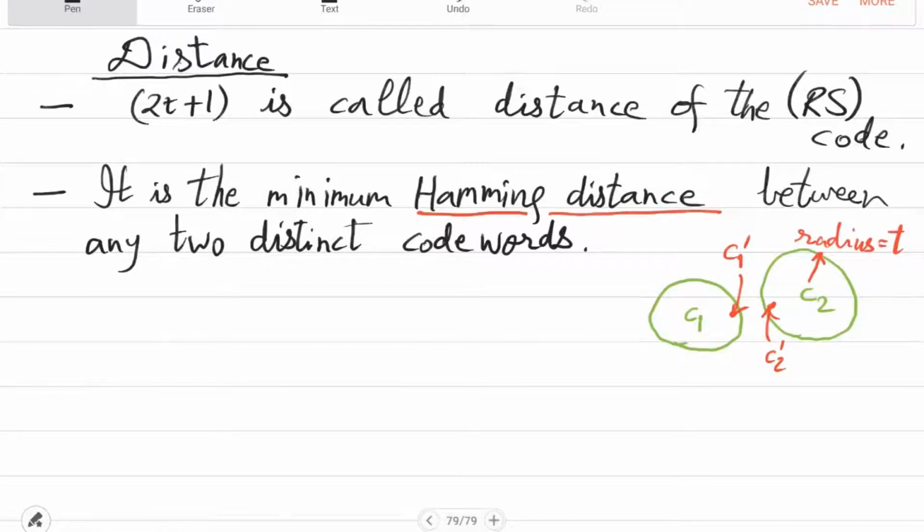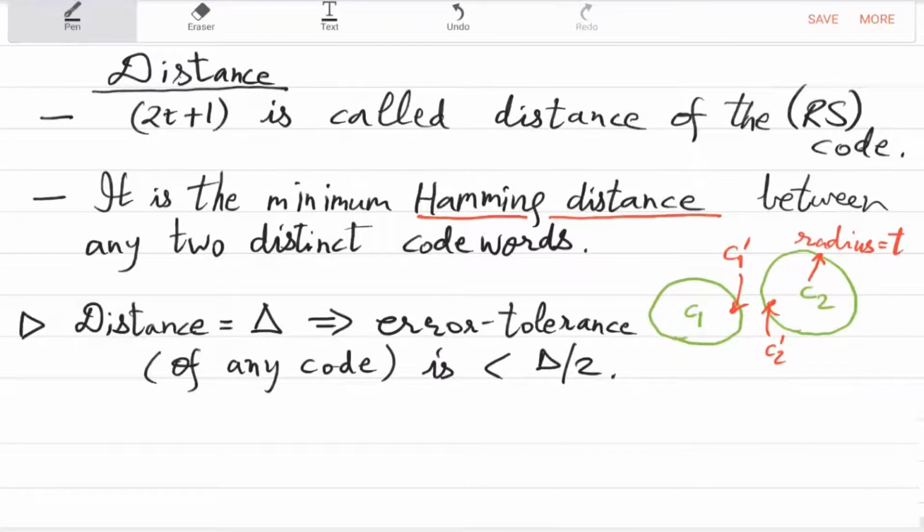So this is the notion of distance of a code, of a coding scheme, in general. It is clear that you cannot even achieve 50%. So distance delta implies that error tolerance of any coding scheme is less than delta by 2. So if you have a mathematical coding scheme with a proven distance of delta or less, then in practice the error tolerance will be less than half. It cannot be better than this. Distance, in terms of fractions, can be at most 1, and so the error tolerance is always less than half.